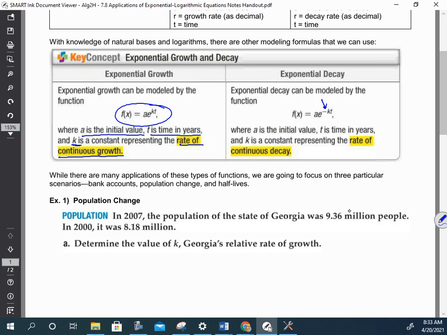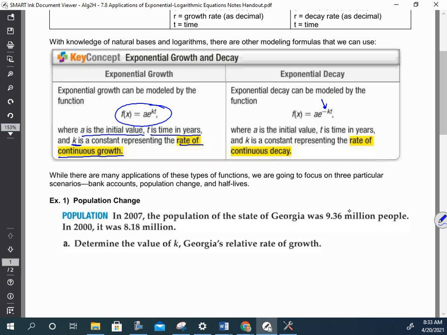So which one you would use depends on the scenario and the problem. If you're talking about something such as population growth, obviously it's growth, so you're going to use the first equation. If you're talking about exponential decay, then you're looking for something that's decreasing.